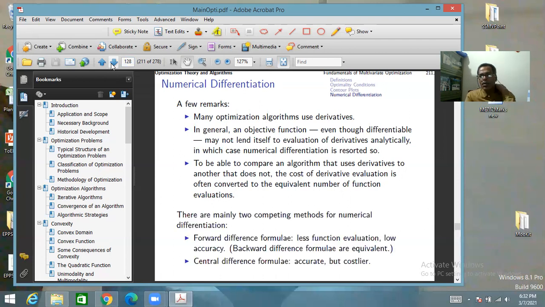And there are two major methods of numerical differentiation. One is by the forward difference formula, and the other is by central difference formula. Central difference formulas give you more accurate derivative estimates, but they are computationally costlier. In comparison, the forward difference formula requires fewer function evaluations, but the accuracy is also less. Trade-off.